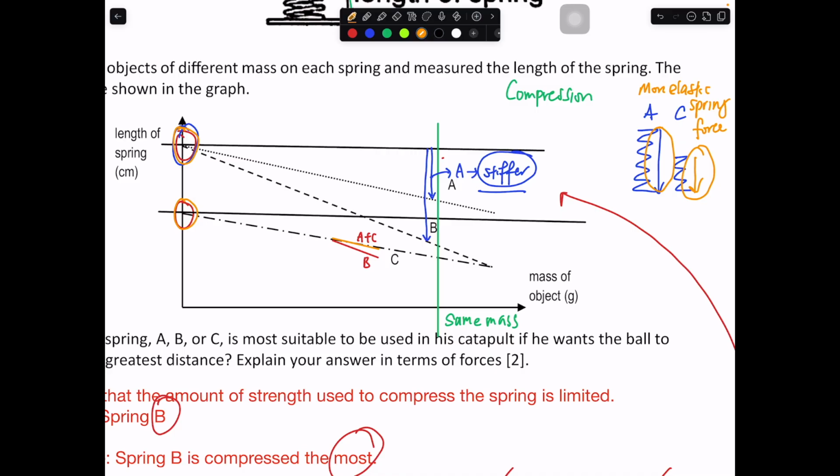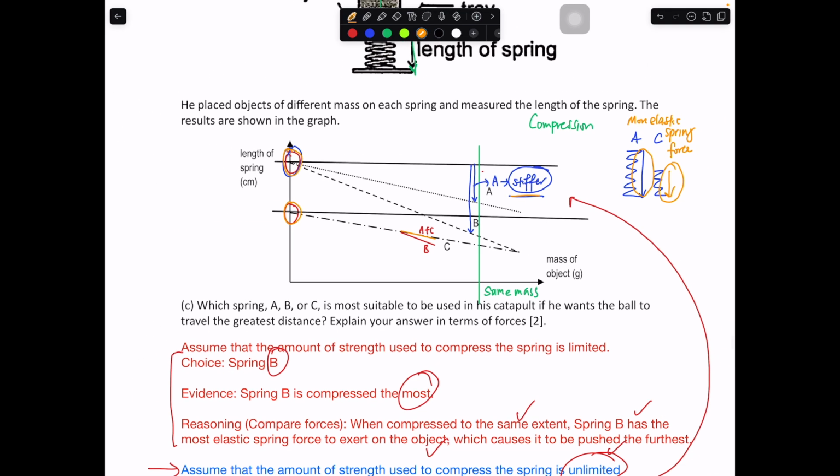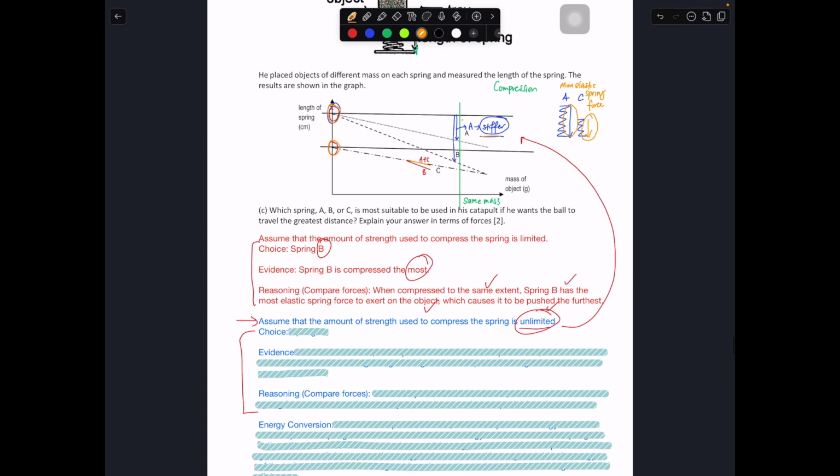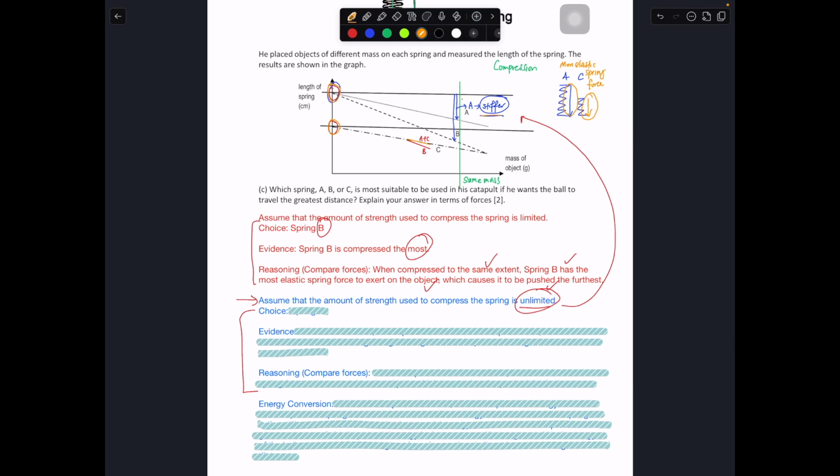Okay? And you will need more force to compress it all the way down to the minimum length. So that's why, for A and C, they are the same stiffness. A would have more elastic spring force as compared to C if they are compressed all the way down to the maximum extent. In this case, the one in the blue color is much harder to understand, but that should be the correct answer.